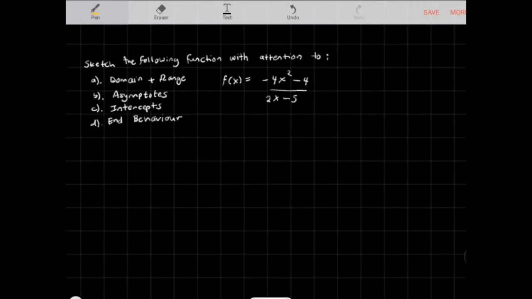Alright, let's try looking at and sketching another rational function where the numerator is 1 degree higher than the denominator, right? So it's ax^(n+1) over bx^n plus d. We're going to take a look at this and describe how to sketch it by looking at the domain, range, asymptotes, intercepts, and behavior.